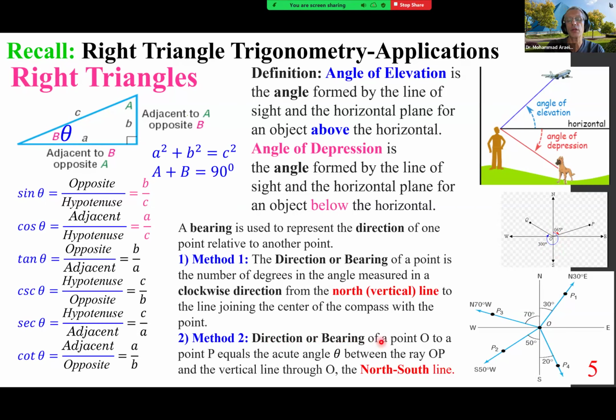Method 2: the direction or bearing of a point O to a point P equals the acute angle theta, which has to be between 0 and 90 degrees, between the ray OP and the vertical line through O, the north-south line, either north or south. So for example, this one would be north 30 degrees east, whereas this one would be north 70 degrees west. And this one, closer to south, is south 50 degrees west, and this one is south 20 degrees east.